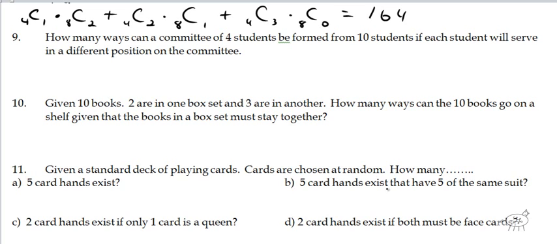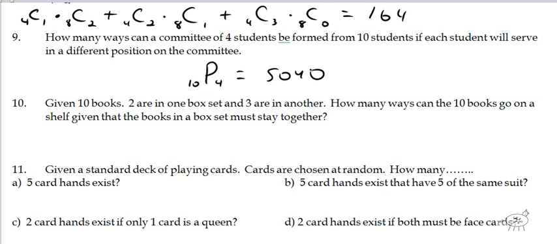Okay, number 9. How many ways can a committee of 4 students be formed from 10 students if each student will serve a different position on the committee? It's a little bit different because I know you guys are going, oh, hey, this is a committee. But if each student will serve a different position, that's like saying this one is going to be president, this one's vice president, secretary, treasurer, etc. So this one is a permutation, and there are 10 students to choose from, and then I'm choosing 4 of them. So we get 5,040.